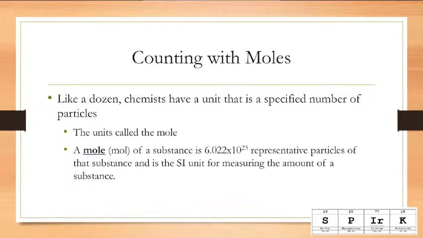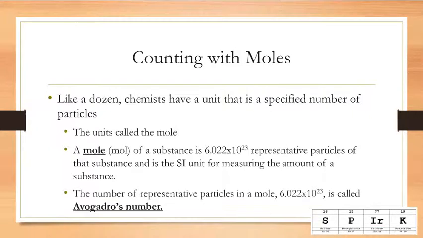A mole, abbreviated mol, is just MOL. So a mole of a substance is 6.022 times 10 to the 23rd representative particles of that substance and is the SI unit for measuring the amount of a substance. The number of representative particles in a mole, 6.022 times 10 to the 23rd, is called Avogadro's number.